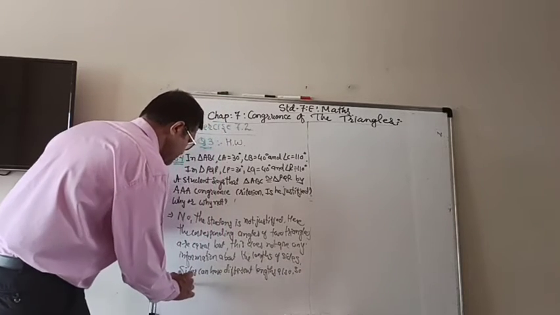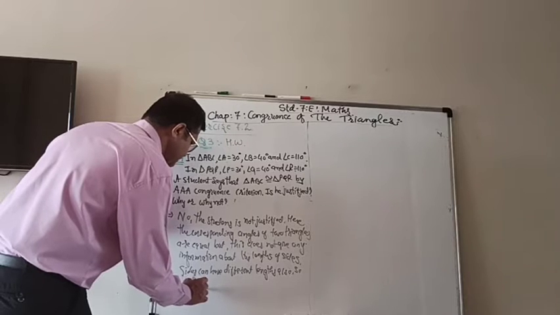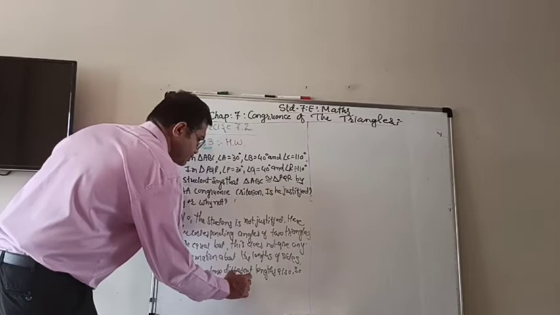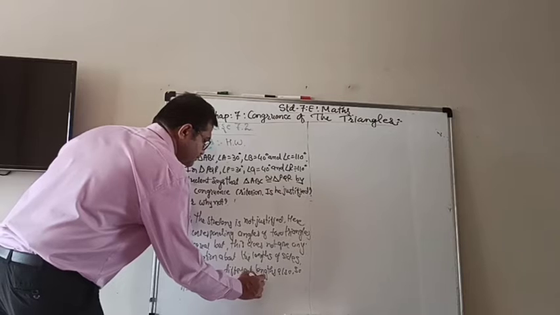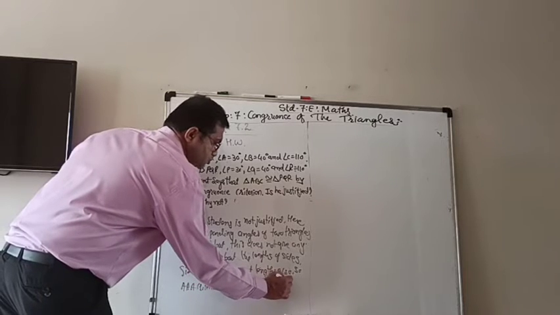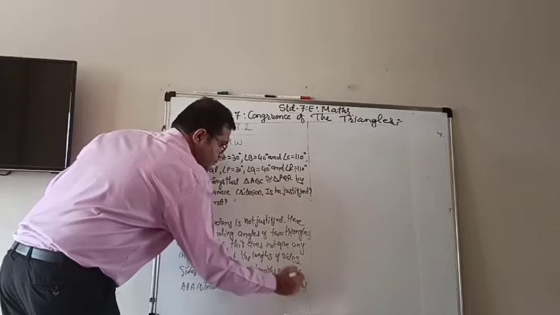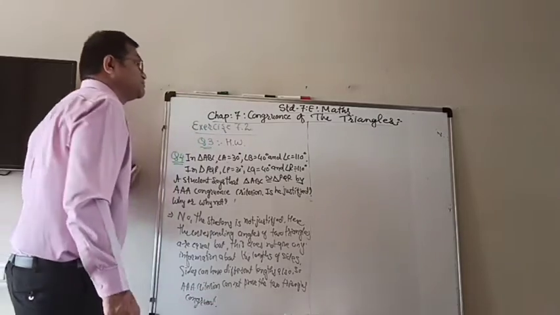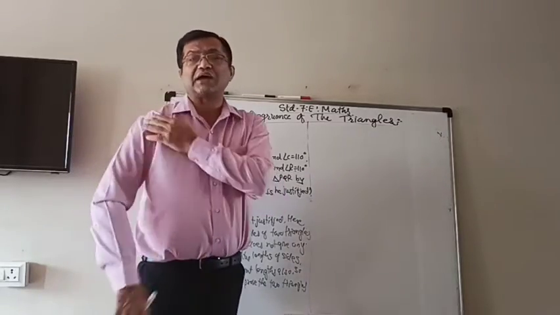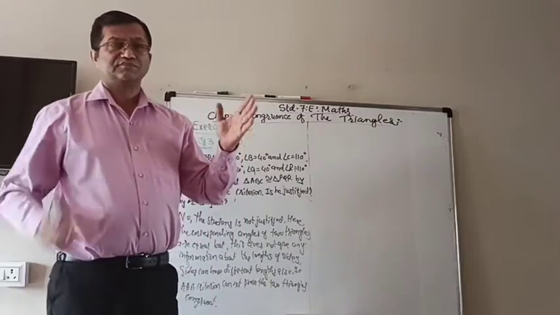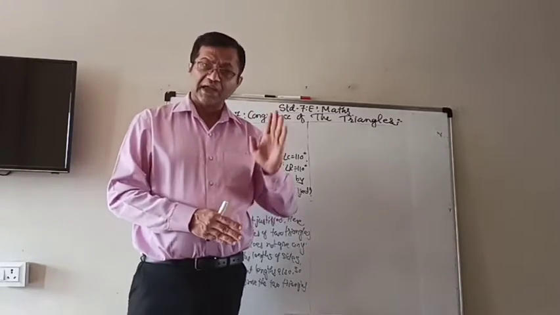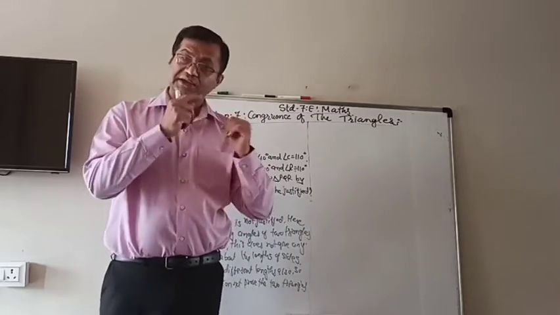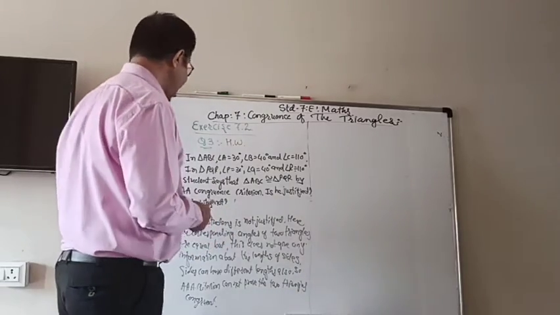So, AAA criteria cannot prove the two triangles congruent. So AAA criteria is not applicable to prove the two triangles congruent. Only we can take SSS criteria, SAS criteria, ASA criteria, and for two right angle triangles, the RHS criteria.